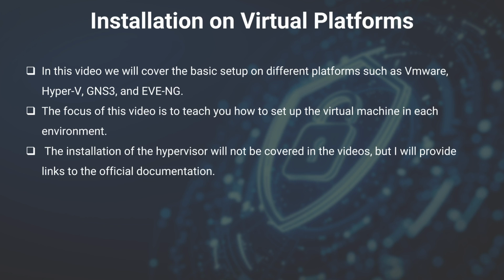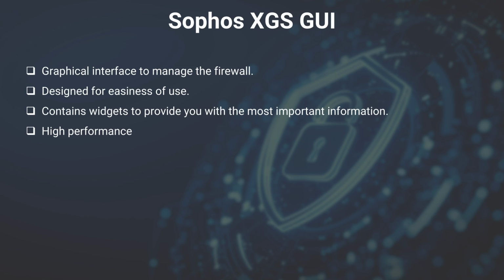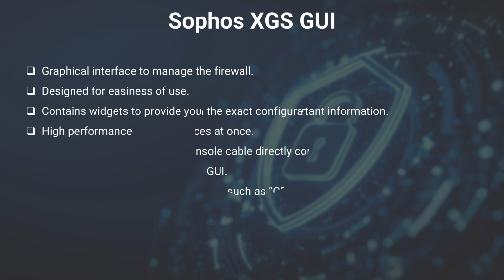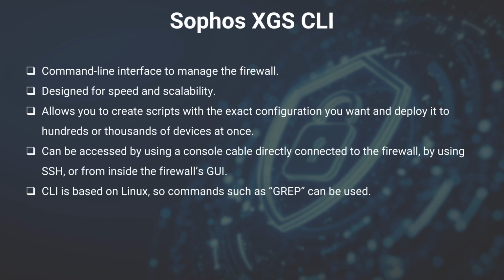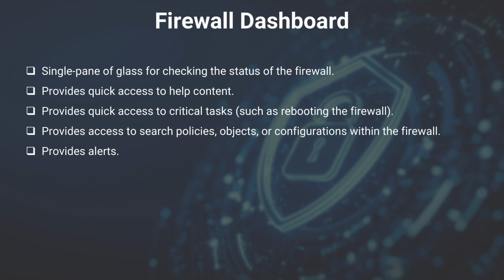Moving along, we're going to start with the setup in virtual environments. So we're going to talk about EVNG, VMware, and other environments, how to set up your lab. Then we're going to talk about the Sophos graphical user interface and the Sophos command line interface, the differences among them, when you should use one and when you should use the other. Then we're going to talk about firewall policies and objects, how to configure a firewall policy, how to manage objects, how to create new objects, and how you should set them.